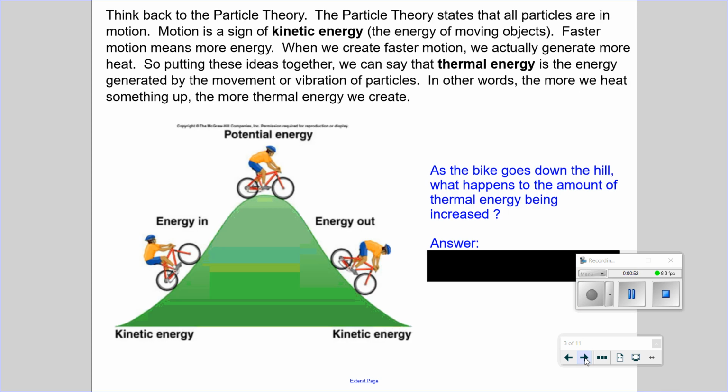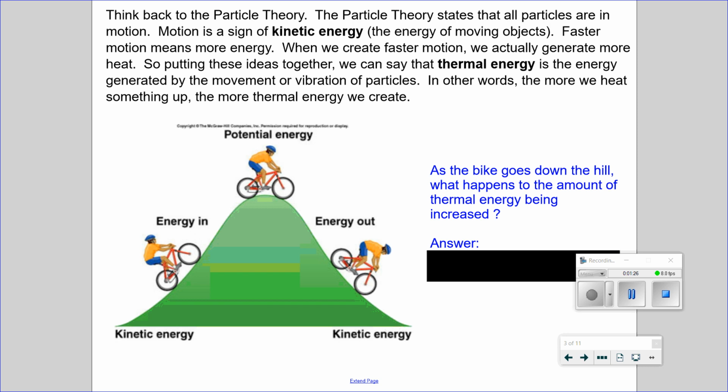Think back to the particle theory. The particle theory states that all particles are in motion. Motion is a sign of kinetic energy, or the energy of moving objects. Faster motion means more energy. When we create faster motion, we actually generate more heat. So by putting these ideas together, we can say that thermal energy is the energy generated by the movement or vibration of particles. In other words, the more we heat something up, the more thermal energy we create.